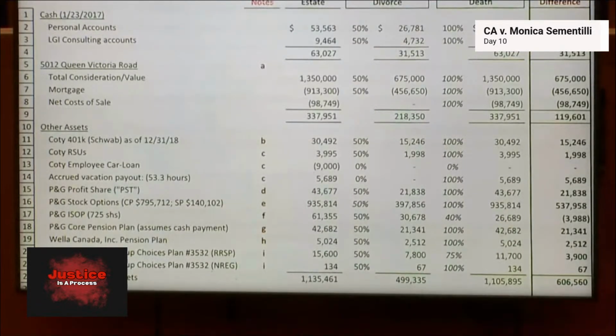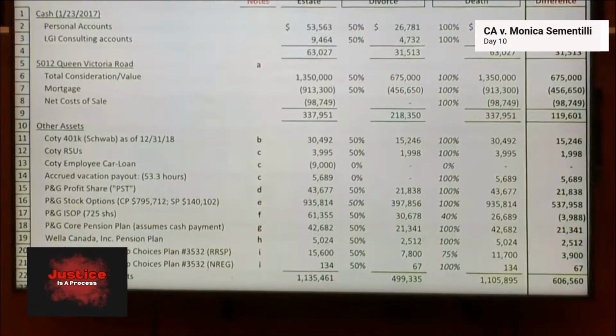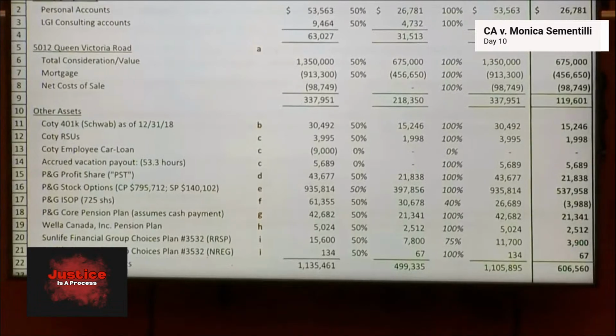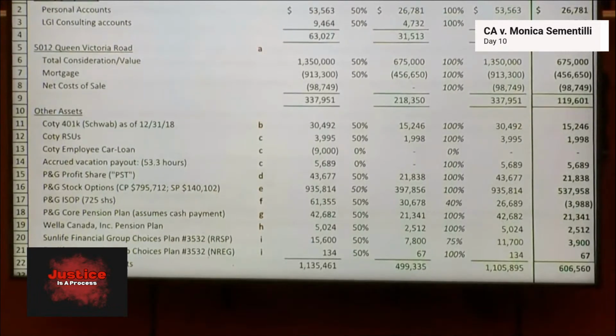Let's look at the next one, which looks like it's one of the largest numbers, the P&G stock options, which was valued at $935,814. How does that work? These are the stock options that we talked about a little bit earlier. So part of this is separate property, because after separation, the portion that vests is allocated to Mr. Sementilli in a divorce situation.